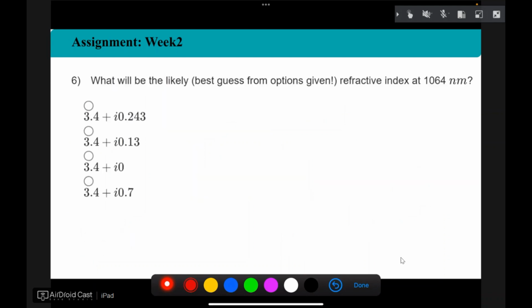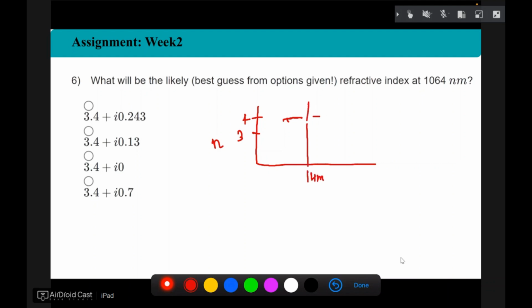Next question. What will be the likely best guess from the options given for the refractive index at 1064 nanometers? For that case, you can see that this is related to the previous diagram, which was for gallium arsenide, whose refractive index was between 3 and 4. It was 3.8, so I'm assuming that here it is 3 point something, 4. So it was like this. We know that away from resonance, k is equal to 0.